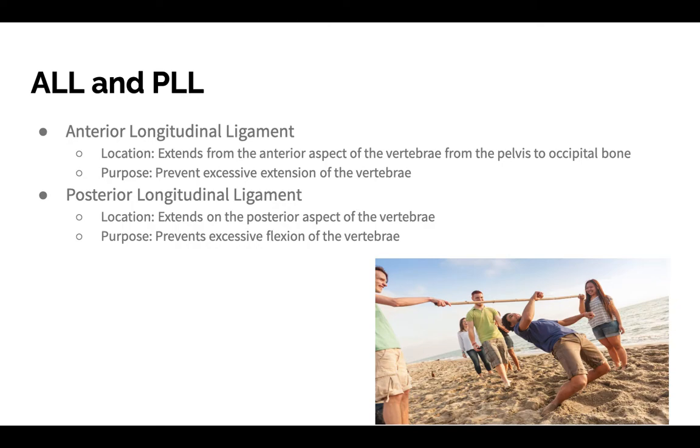And then the anterior longitudinal ligament and the posterior longitudinal ligament location. The ALL will extend from the anterior aspect of the vertebrae, from the pelvis up to the occipital bone, and it's going to prevent excessive extension. The posterior longitudinal ligament is going to extend from the posterior aspect of the vertebrae and prevent excessive flexion. Kind of like the supraspinous ligament, we'll see if we're able to preserve this in any of our bodies during the dissection.